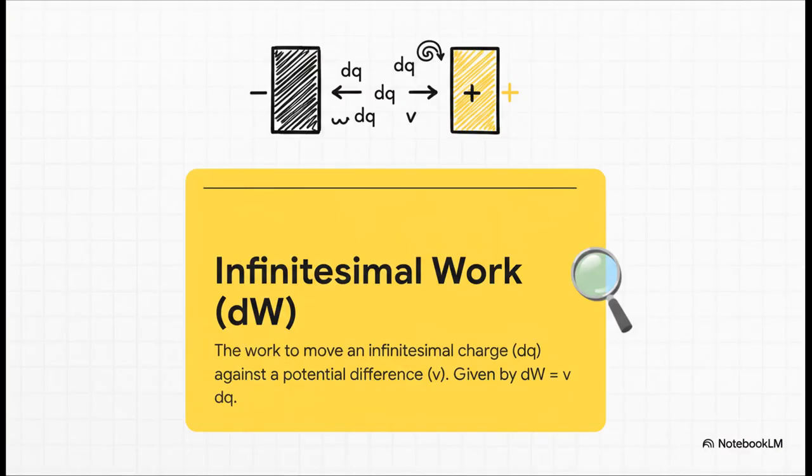So let's imagine we're charging a capacitor by moving tiny little packets of charge, dq, from one plate to the other. That very first packet is easy, there's no potential difference yet. But as the charge builds up, a voltage V appears, and it starts taking real work to move the next little dq against that potential. The tiny, infinitesimal bit of work done is just dW equals V dq.